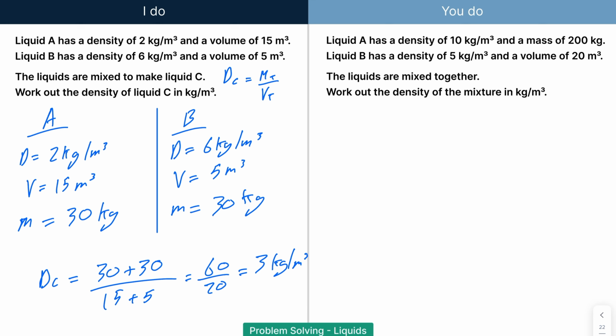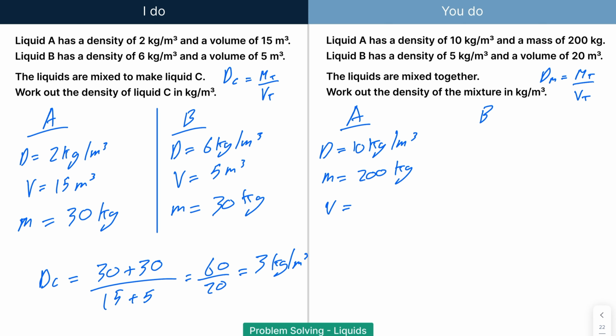So on the right, hopefully you've pressed pause and had a go at this. So two liquids have been mixed together to give us a new liquid, and they want the density of the mixture, which is fine. So it'll be the same approach. So the density of the mixture, let's just call it density of M, is going to be the total mass, M total, over the volume total. What's the total volume that got mixed together, and what's the total mass that got mixed together? So for A, we have a density of 10 kg per meter cubed. We have a mass of 200 kg. Now density is mass over volume, so volume is mass over density, so that gives me a volume of 20 meters cubed. So I've calculated that.